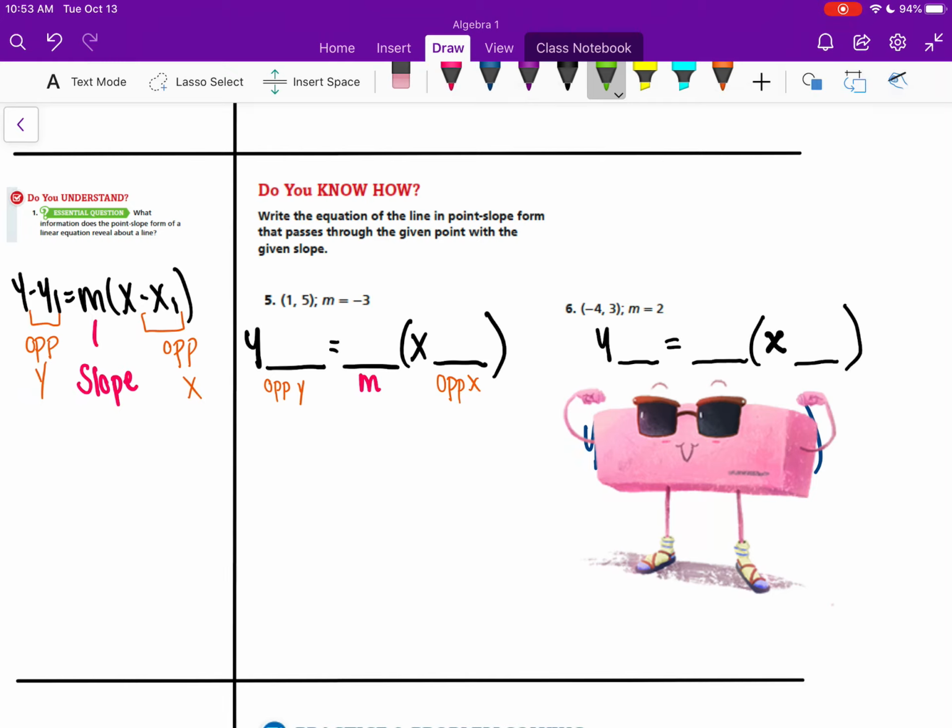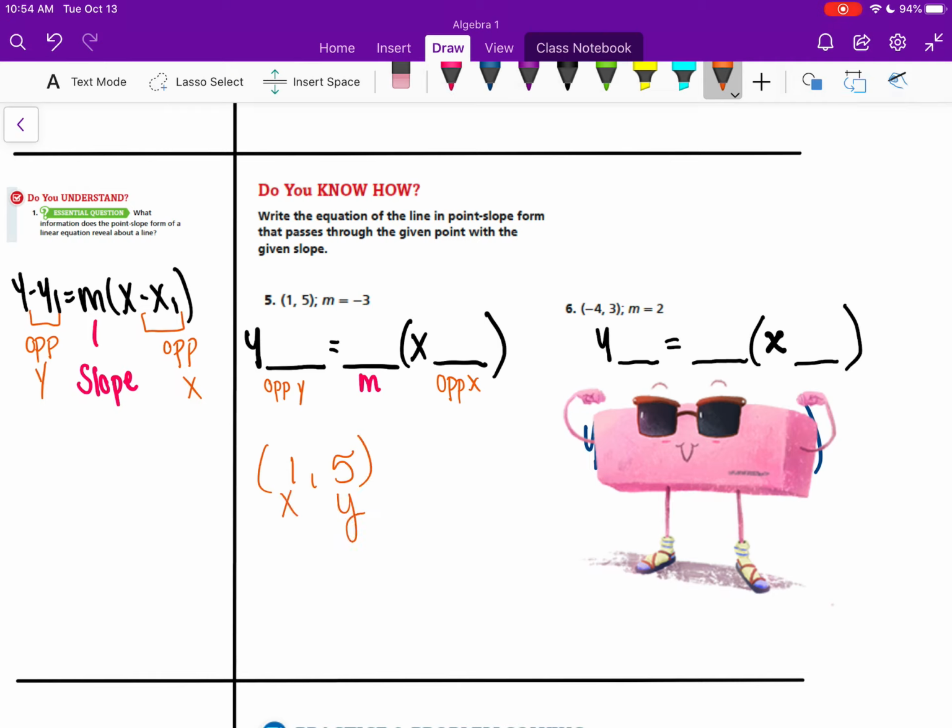Notice slope intercept form, we dealt with the slope and a y-intercept. They're named after exactly what they contain. So this is just any point, and then we know the slope. All right, so in our first example, number 5, we're given the point (1, 5), where 1 is the x and 5 is the y.